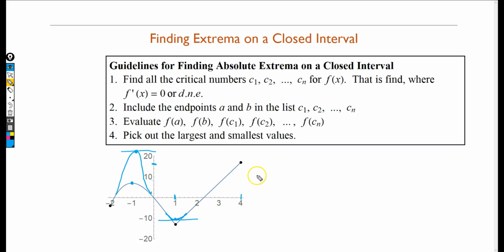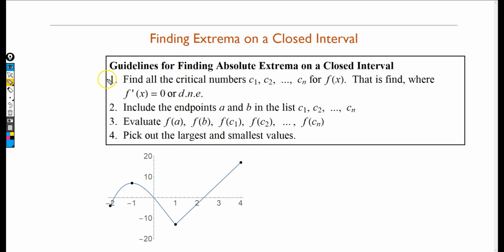So the moral of the story here is that when you're looking for absolute extrema for a function over a closed interval, the absolute extrema are either going to occur at the endpoints, like 4 here for this function, or where the derivative is 0, or where the derivative does not exist. And so that gives us the guidelines that we have up here that we can follow to find absolute extrema.